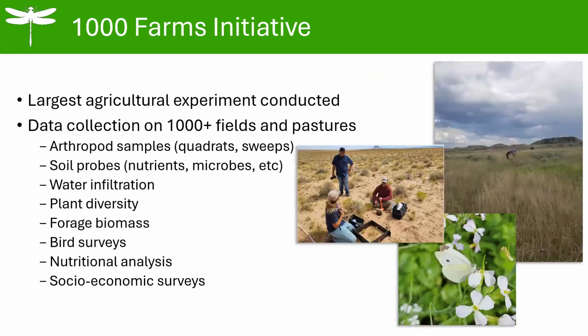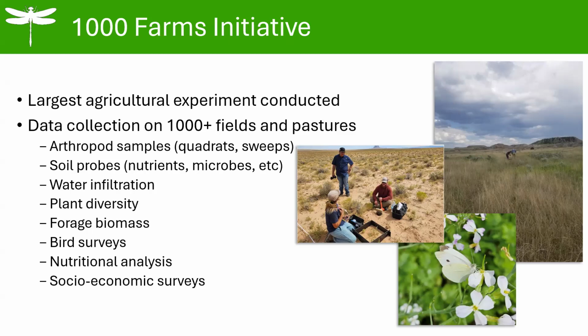Our sampling takes the form of the 1,000 Farms Initiative. This is probably the biggest agricultural experiment that's ever been conducted. We're collecting data on 1,000 or more fields, pastures, orchards, vineyards, all sorts of places. We're currently sitting at about 850, so we're really close to our goal.